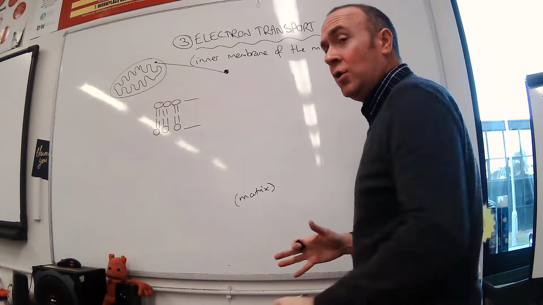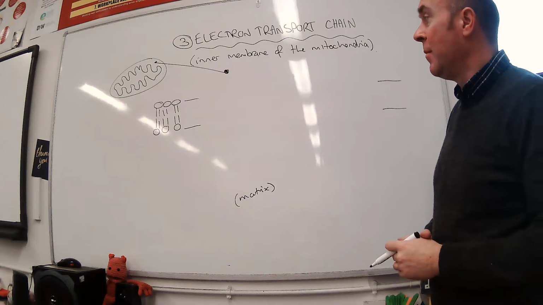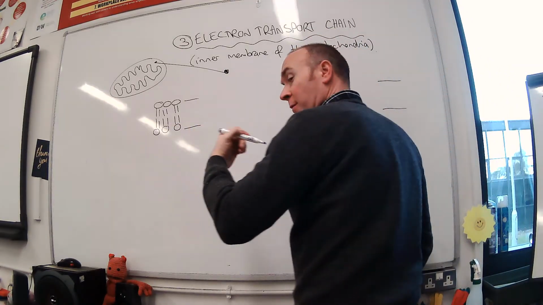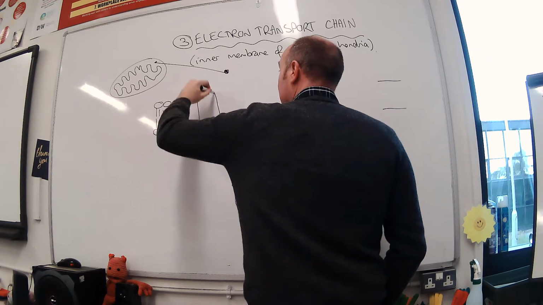Okay, so there's basically two most important proteins found in the inner membrane of the mitochondria from our perspective, and that is the hydrogen pump.